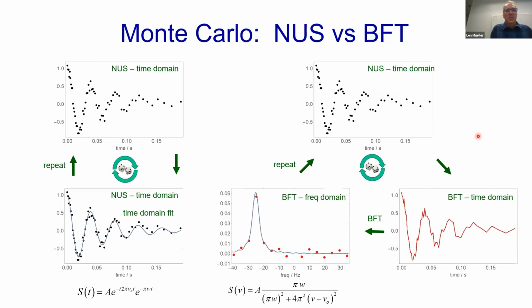Okay, so how well does it work? Again, we can do Monte Carlo. We start here with off-grid time domain NUS with an exponentially biased sampling density, and we can just fit that in the time domain, or we can use the block Fourier transform to generate the frequency domain and fit it there. And we can run these Monte Carlo cycles, again, 10,000 times, and compare the knowledge in the extracted spectral parameters.